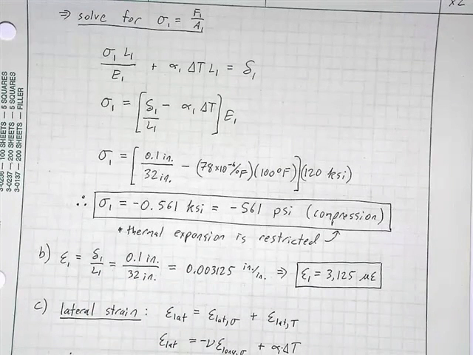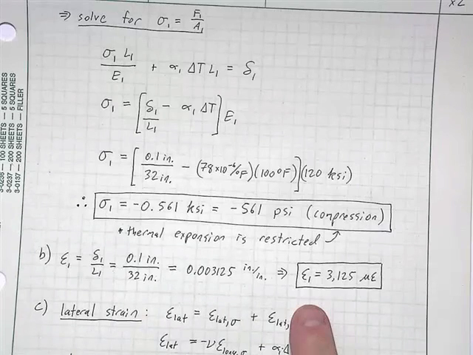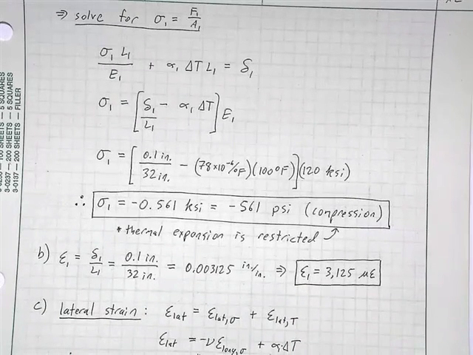Because the deformation is just 0.1 inches, right? The gap closed completely, and it limited the deformation. So it's just 0.1 over 32 inches. We get a strain of 3,125 microstrain, right?